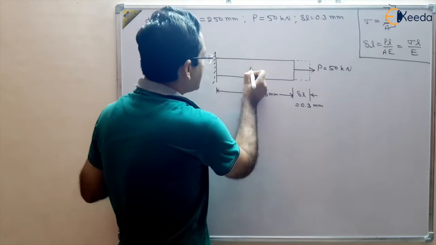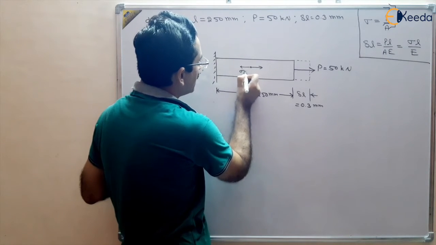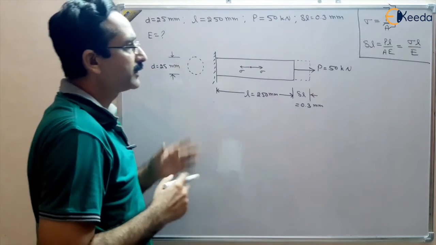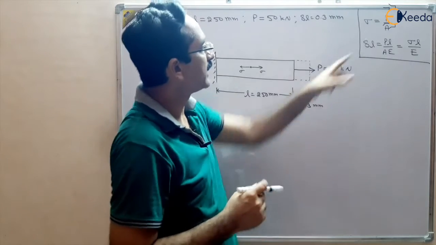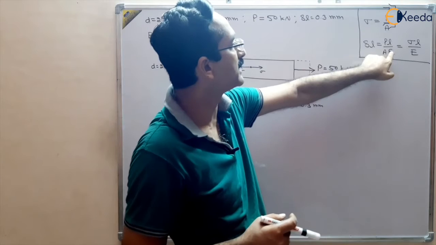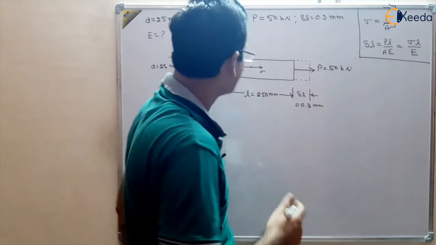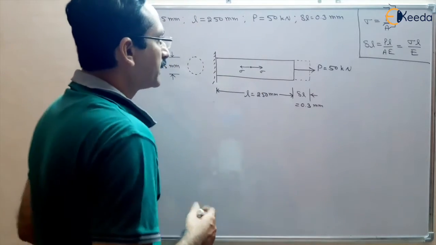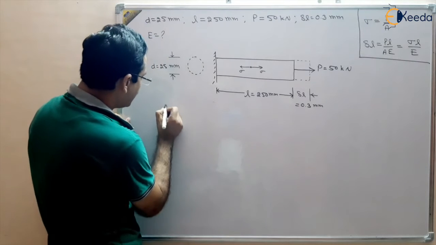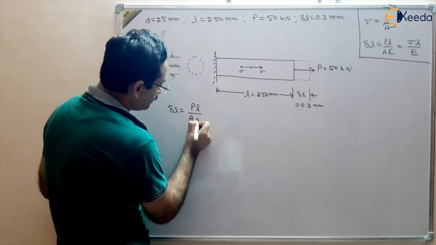There will be some tensile stresses developed in the material, and we have to calculate the modulus of elasticity, right? We have some ready-made formulas for simple stresses: stress is load upon area, and change in length is PL upon AE. P is the load, L is the length, A is the area of the cross section, and E is the modulus of elasticity. We can apply this formula and directly obtain the modulus of elasticity. So we have delta L equal to PL upon AE.